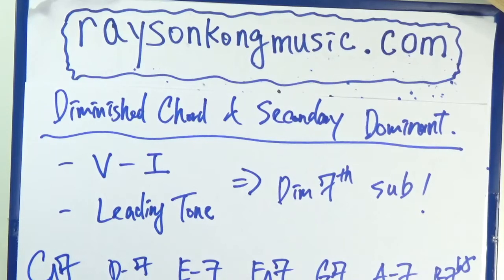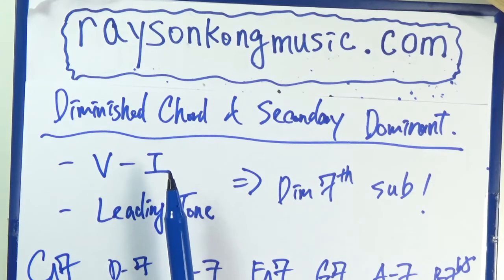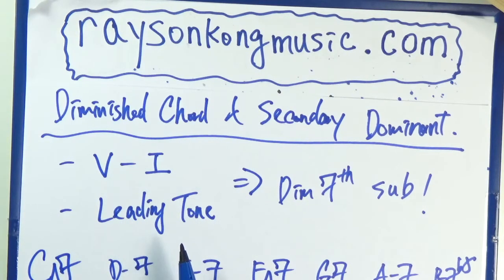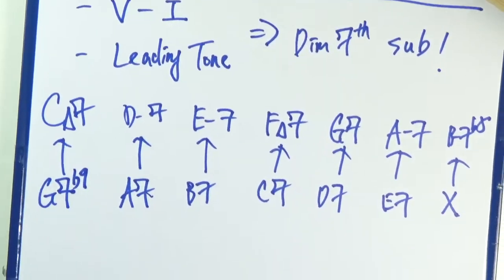So just a quick recap of diminished chord substitution for the dominant chords. You need two conditions: you need to make sure it's a 5-1 situation, and you also need to be able to find a leading tone in the diminished chord for that to be a successful diminished 7th chord substitution for a dominant chord. Okay, so let's take a look at secondary dominant real quick.